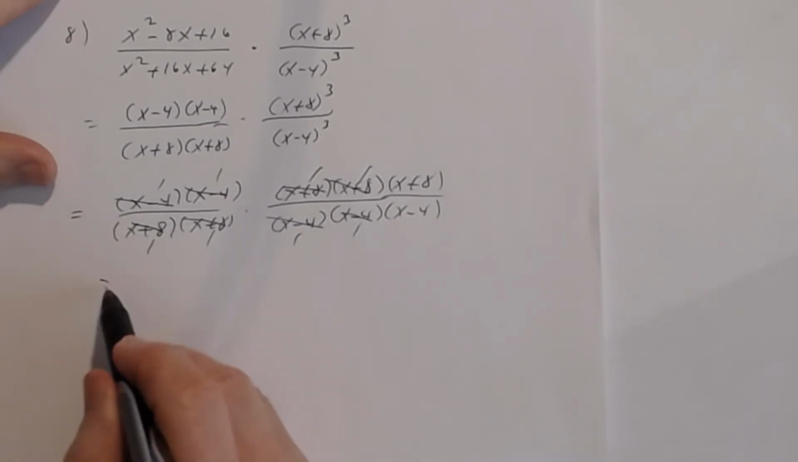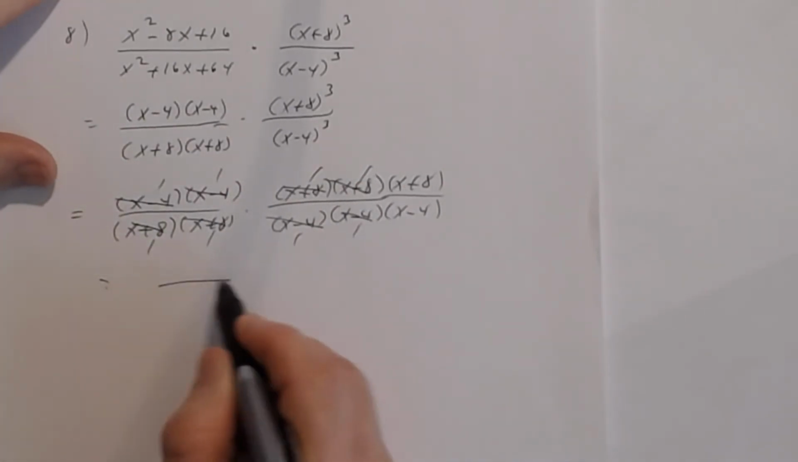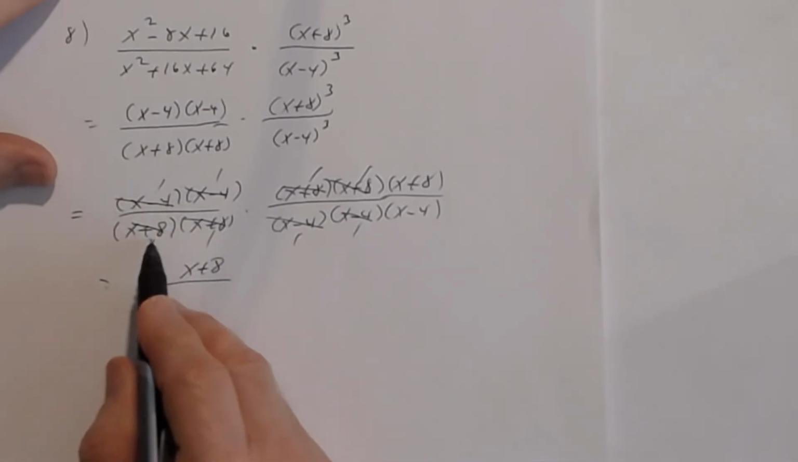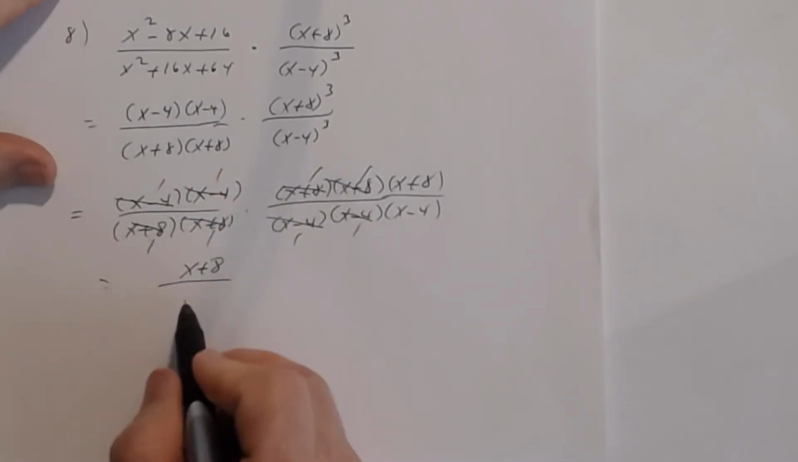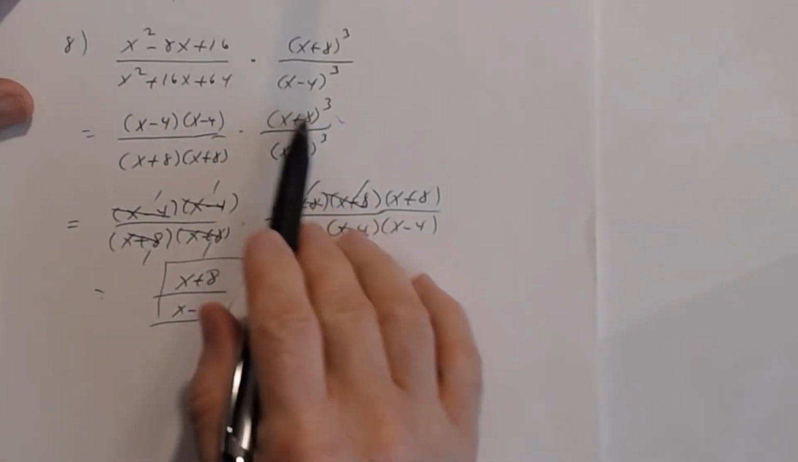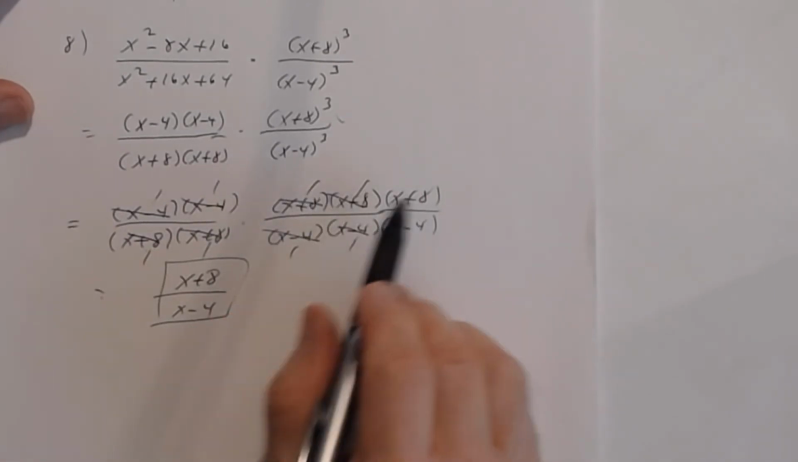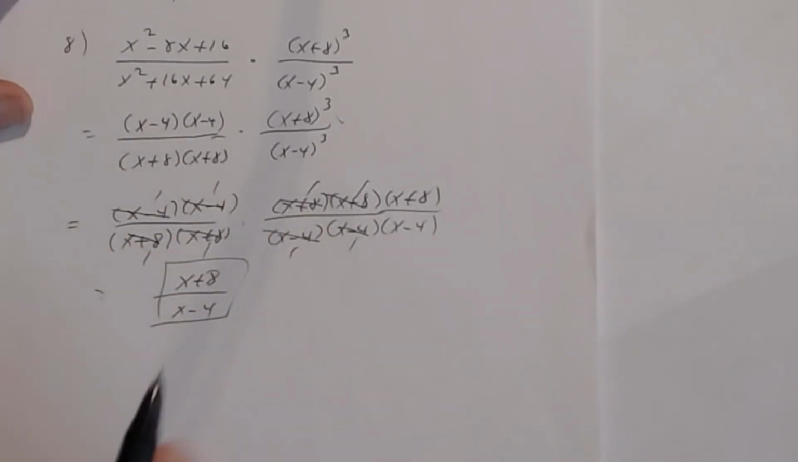So your answer would be 1 times 1 times 1 times 1 times x plus 8, which is just x plus 8. 1 times 1 times 1 times 1 times x minus 4 is x minus 4. And there's your answer. All right, so don't let things like this throw you off where there's an exponent. If you need to, write it out as a product of factors, like we did here. All right, so that was multiplication. Now what we're going to do is look at division.